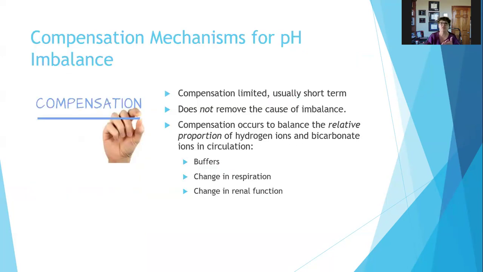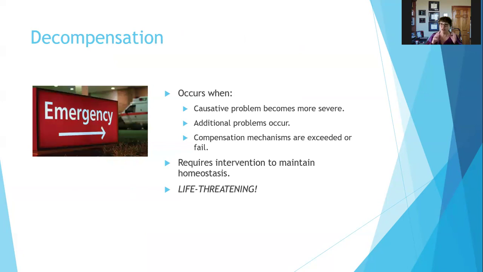Our compensation mechanisms for pH imbalance are usually limited. They're usually short term because they don't remove the cause of the imbalance; they just fix the problem temporarily. The compensation occurs to balance the relative proportion of hydrogen ions and bicarbonate ions in circulation, using the buffers in the blood, changes in respiration, or changes in renal function. Those are our mechanisms. If those mechanisms don't work, it's called decompensation.